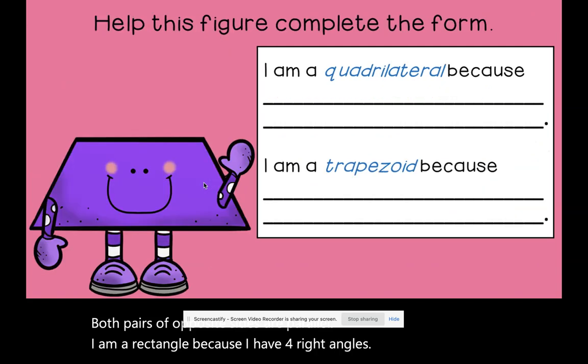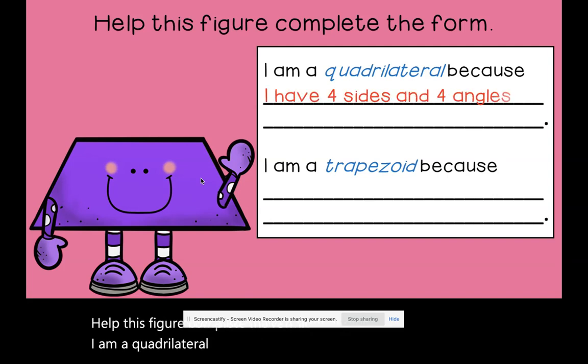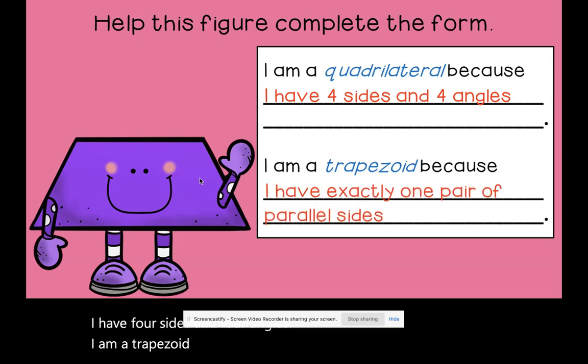Help this figure complete the form. I am a quadrilateral because I have 4 sides and 4 angles. I am a trapezoid because I have exactly 1 pair of parallel sides.